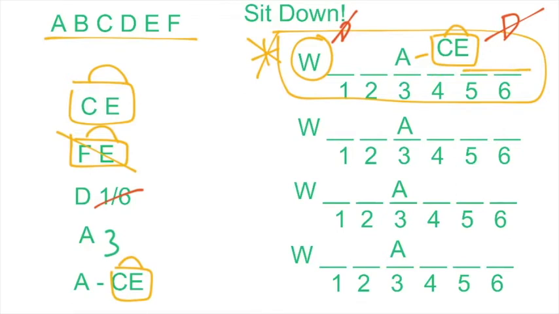So we've drawn in on our first game board the C and E after the A, but we also don't know if that C and E are going in 4 and 5 or if they're going into the 5 and 6 spot. We just know that they're going sometime after A is seated.